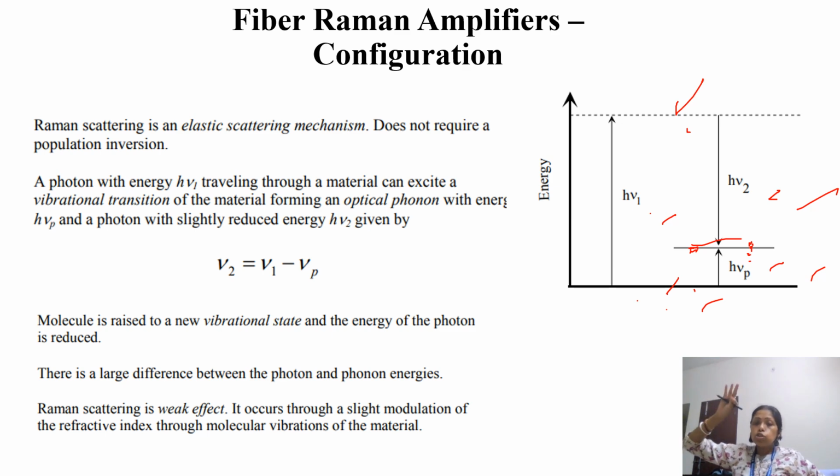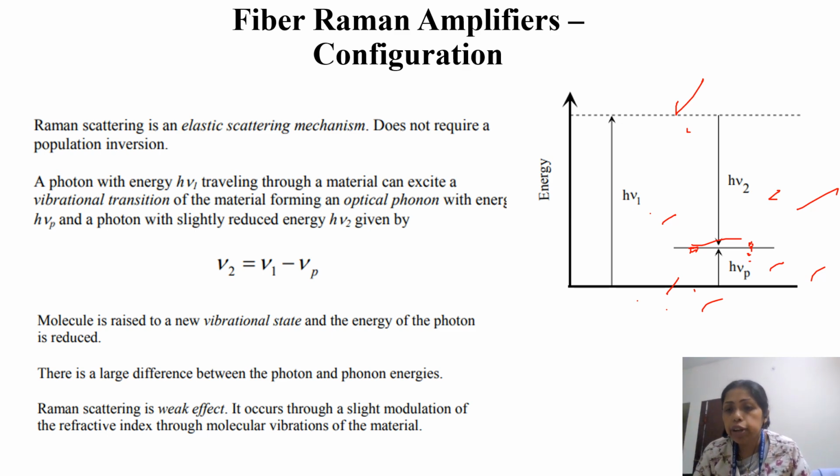All right. So due to that, when some photons fall back from the upper state to the ground state with frequency nu 2, due to the change in the refractive index, the nu 2 light will be scattered from the device, and it will emit scattering light. So this is the fiber Raman amplifier scattering mechanism.